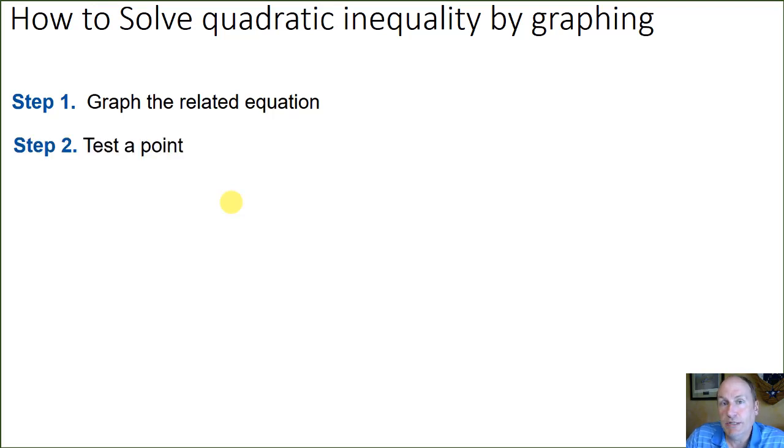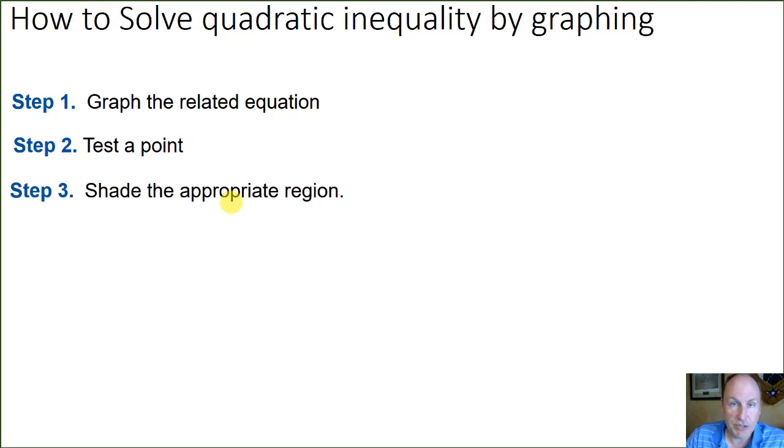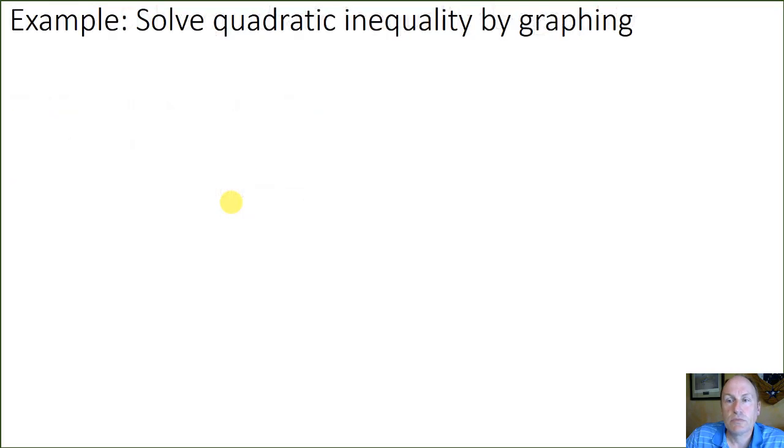Then you're going to pick a point that is not along that boundary. It's outside the boundary. You may have to test multiple areas. Depending on the results of that test, you're going to then shade the appropriate region or regions. We're going to look at two examples, one that's a two-dimensional example and one that's a one-dimensional example. We'll look at the two-dimensional example first.